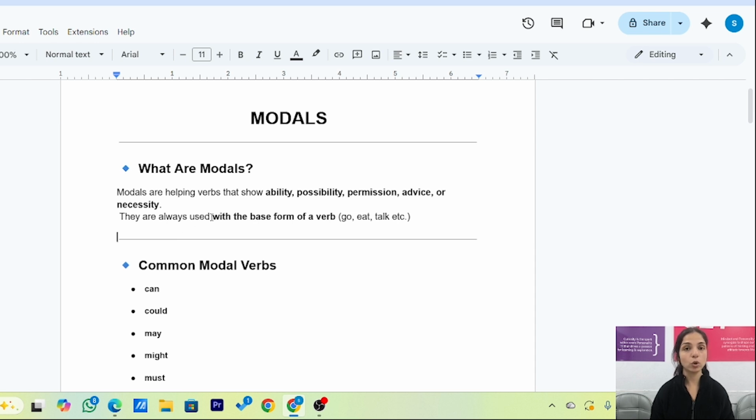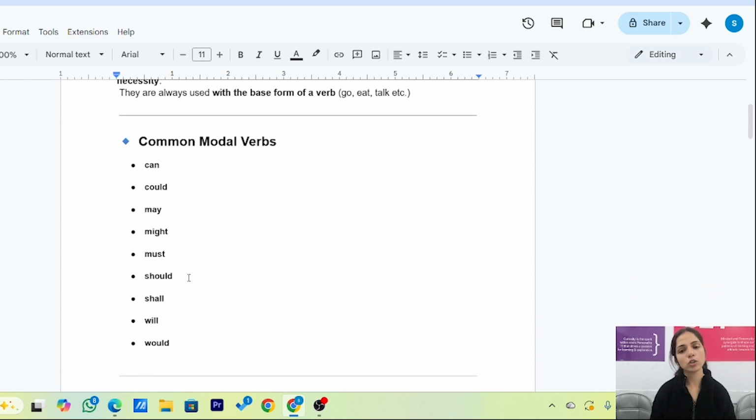So they are always used with the base form of the verb. कहने का मतलब है अगर आप एक modal यूज कर रहे हो, if you are using a modal like can, तो you will always say, for example, you can stand. Always the base form. You can standing, you can stood, no. Always the base form of that verb we will use after the modal.